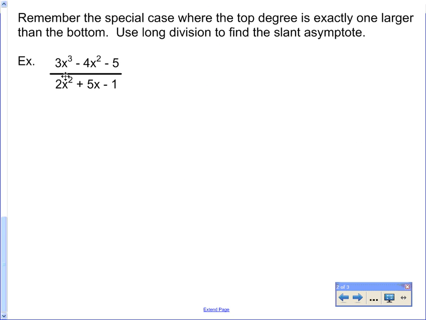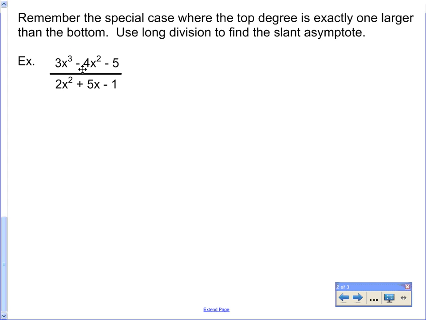The special case that we have is when your top power is exactly 1 degree higher than your bottom power. I just want to remind you that we're going to have a slant asymptote in this case. So our end behavior will still be the same. We're still going to be approaching infinity to the right and negative infinity to the left. But I do want to go through this so that when we start actually graphing our whole functions, you can apply your slant asymptotes.